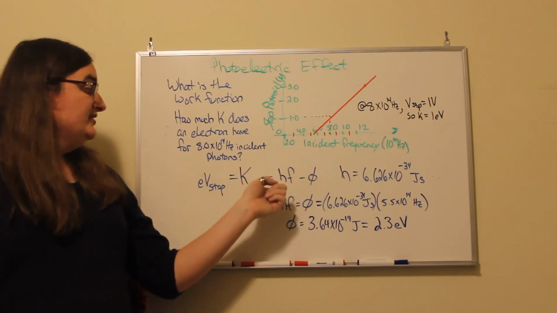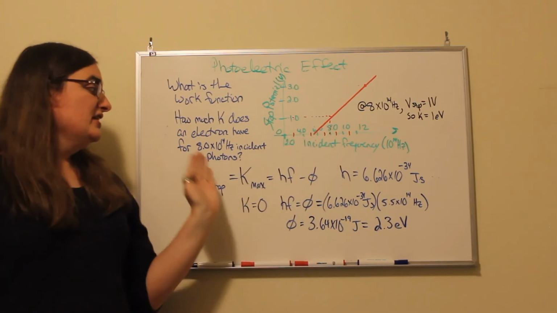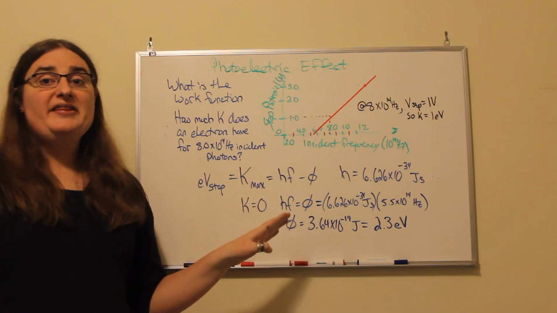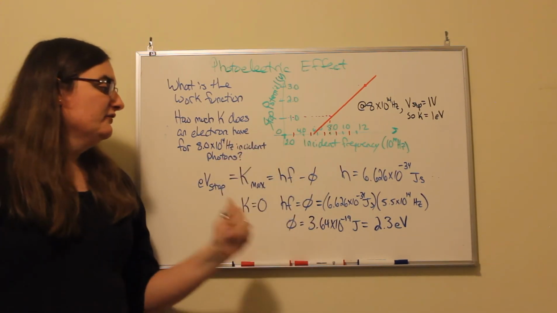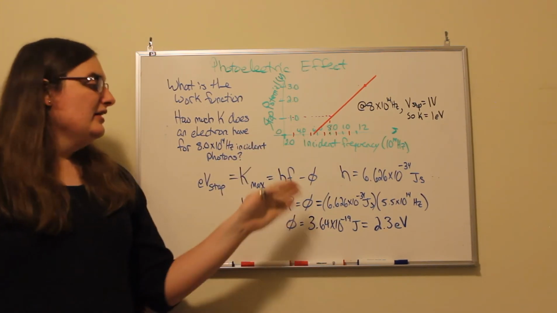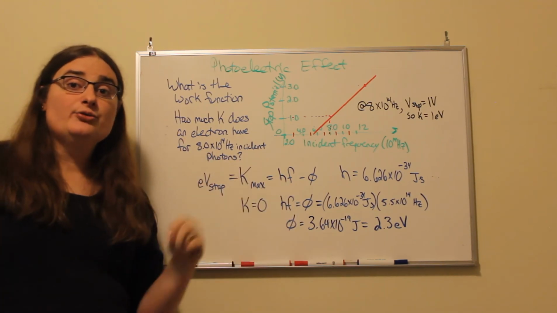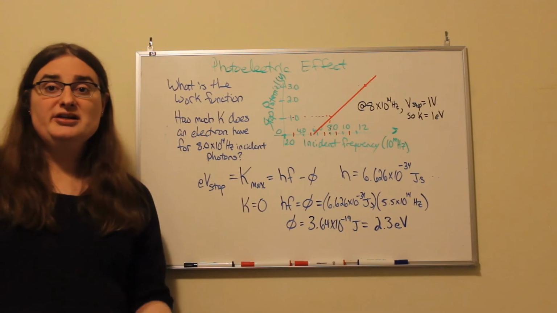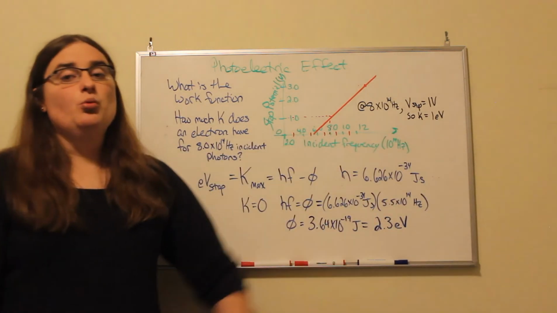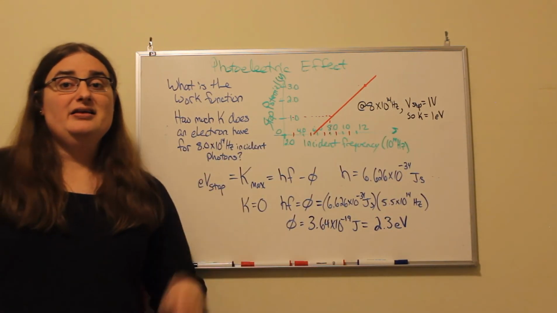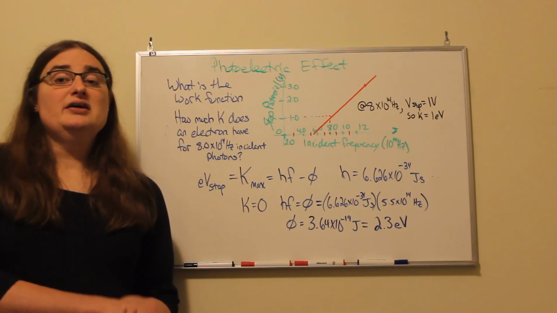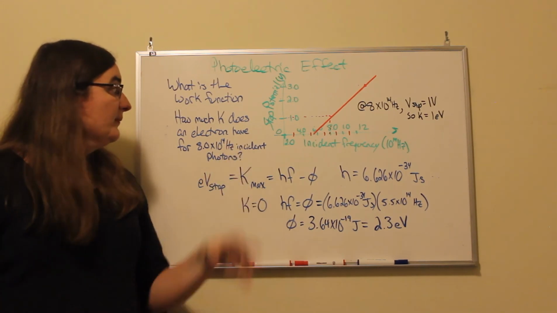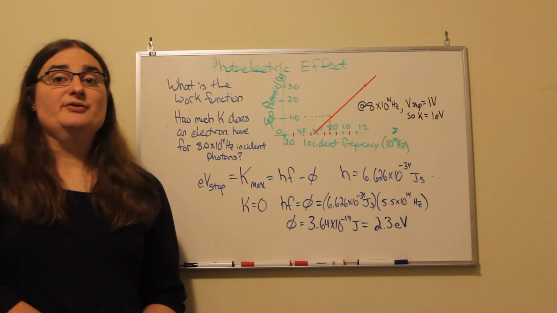So I could take 8 times 10 to the 14 hertz, multiply that by Planck's constant, convert that into electron volts, and I would end up getting 3.3 eV. I subtract off my work function of 2.3 eV, meaning there's 1 electron volt in the kinetic energy of the electrons released at that particular frequency of light.